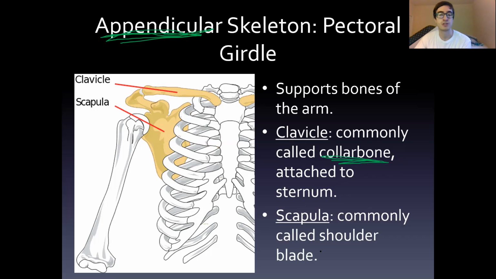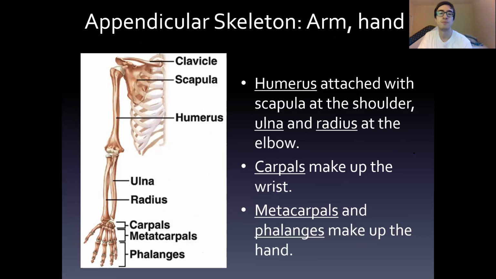That connects to your scapula, or your shoulder blade, which is one of those big flat bones that we talked about earlier. And that's what makes up your pectoral girdle, or the area where your arm gets attached to that axial skeleton, that center skeleton of your body. It's attached due to the collarbone and the shoulder bone back here. So we have our clavicle and our scapula. If we move down into the arm, we have the humerus right here. That's between your shoulder and your elbow.